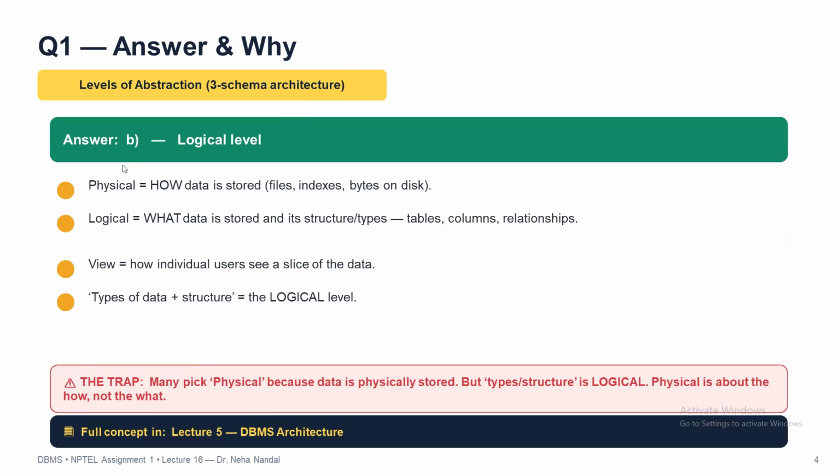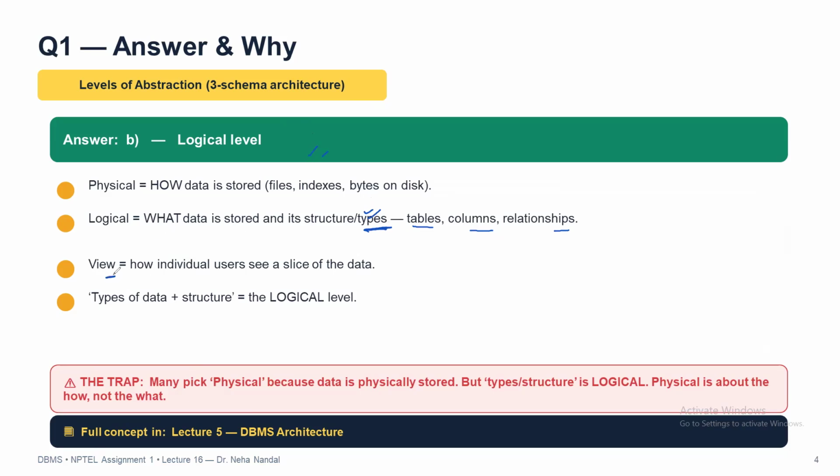Logical level is what data is stored and its structure: its schema, types, tables, columns, relationships. I told you, whenever a query goes further to the query evaluation engine, it will be checked whether that table exists, whether that column exists, and along with that it will check the type also, that is the data type. That's why our answer is logical level.